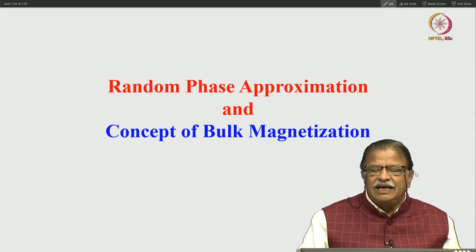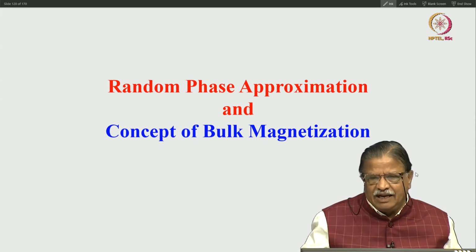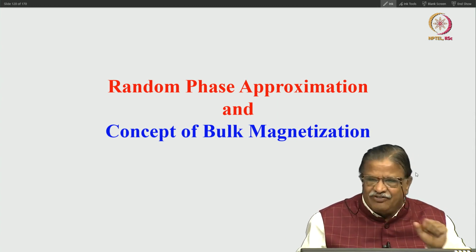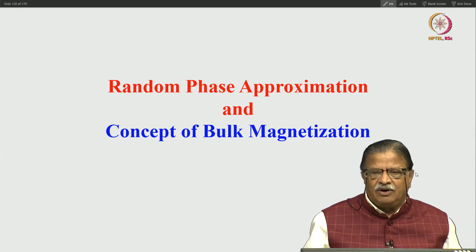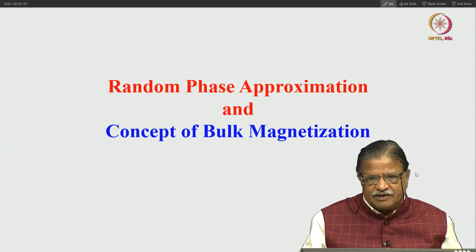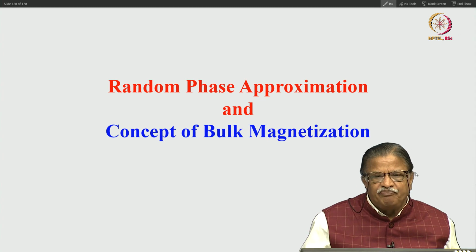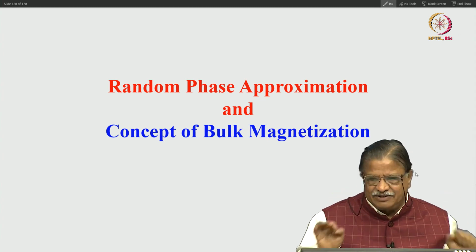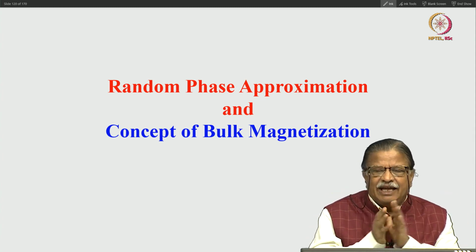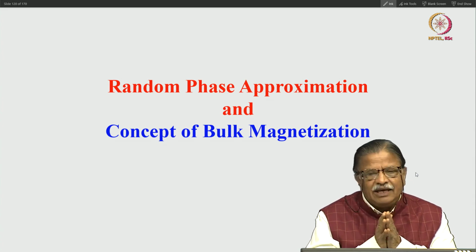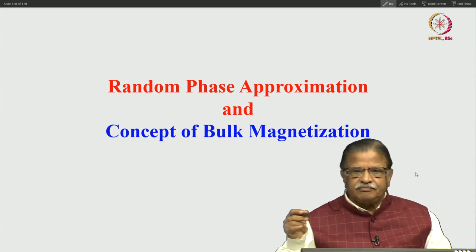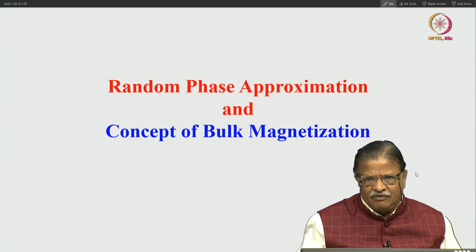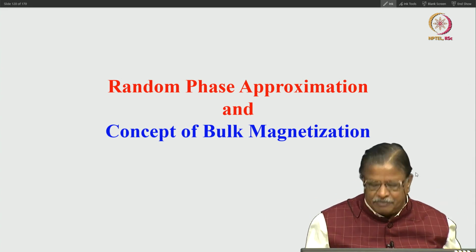We have to see the coherence of the nuclear spins, and there is a different way of understanding it by using what is called the bulk magnetization concept. So, I am going to introduce today the concept of bulk magnetization. This is the real way of understanding how you see the signal in NMR spectroscopy. For this we have to understand what is called the random phase approximation.